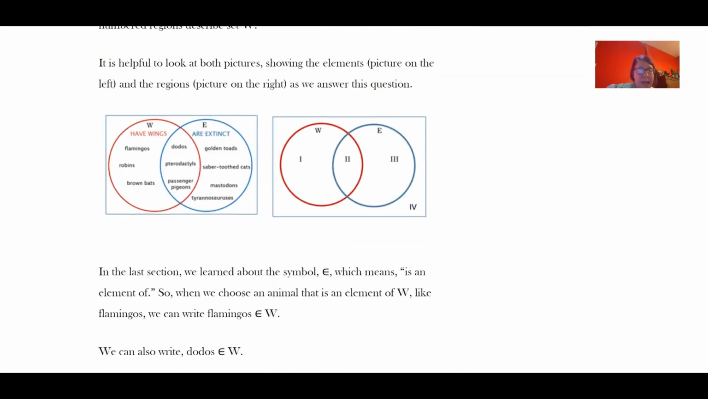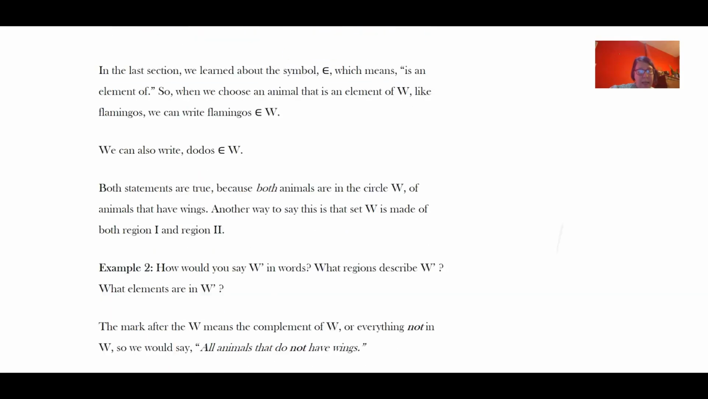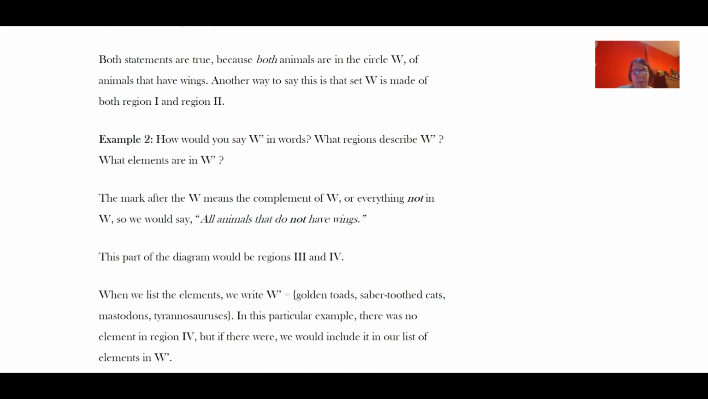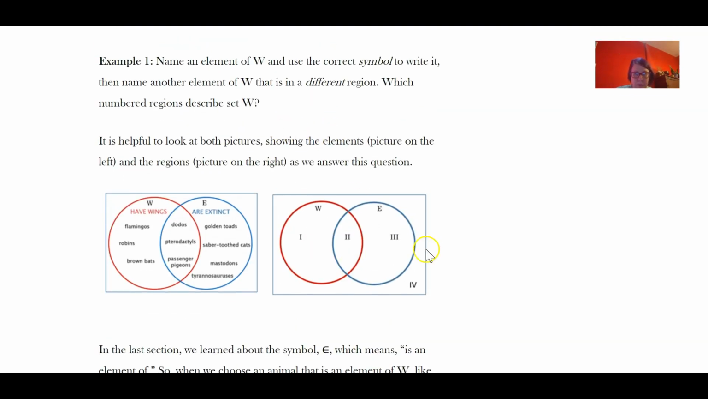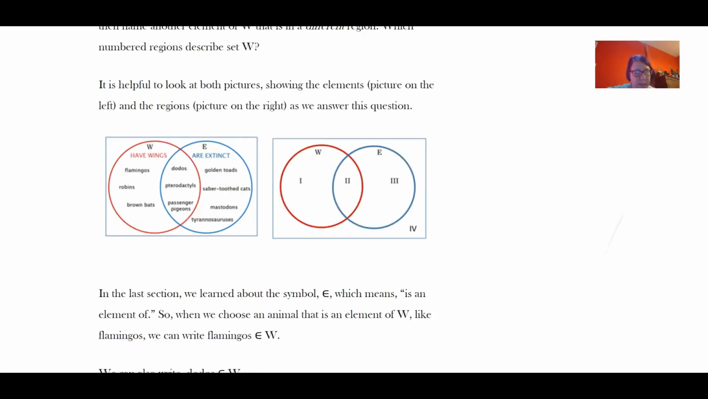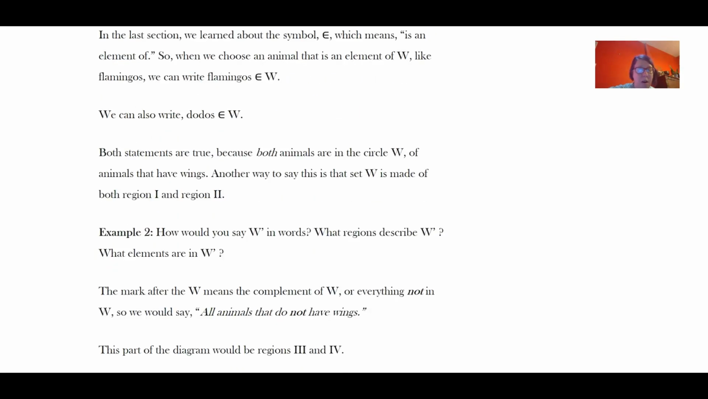So when we say it in words, what we say is, all the animals that do not have wings. And that's these two regions 3 and 4. Region 3 and region 4. Notice I don't have to say animals that are extinct or that aren't extinct but don't have wings. You don't do that. Just say animals that do not have wings. Nice and simple. It takes care of all of that stuff.